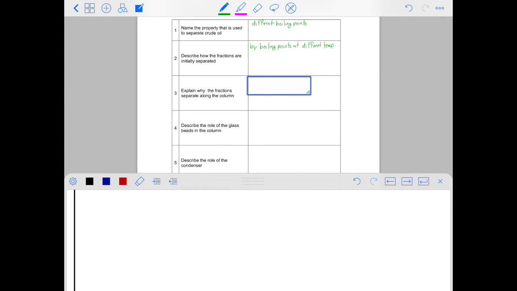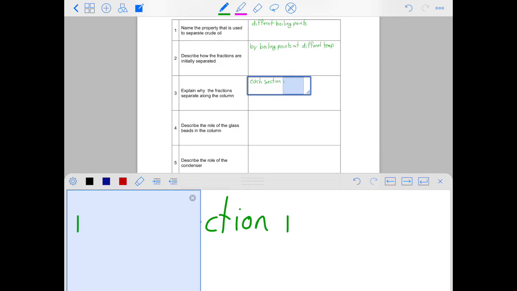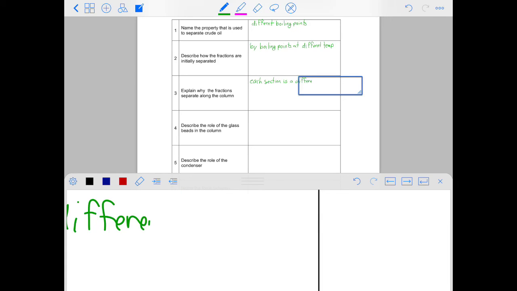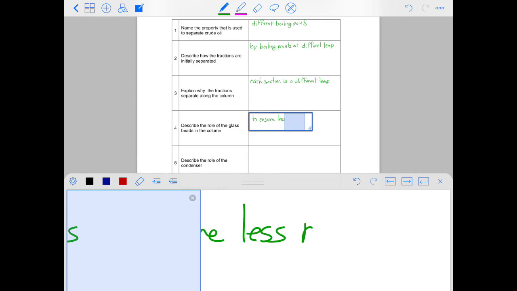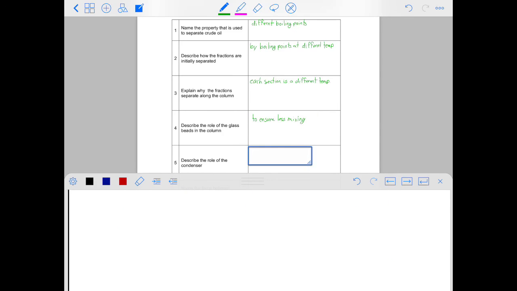Why do the fractions separate along the column? Because each section is a different temperature. The role of the glass beads in the column is to ensure less mixing. The role of the condenser is to turn it into a liquid.